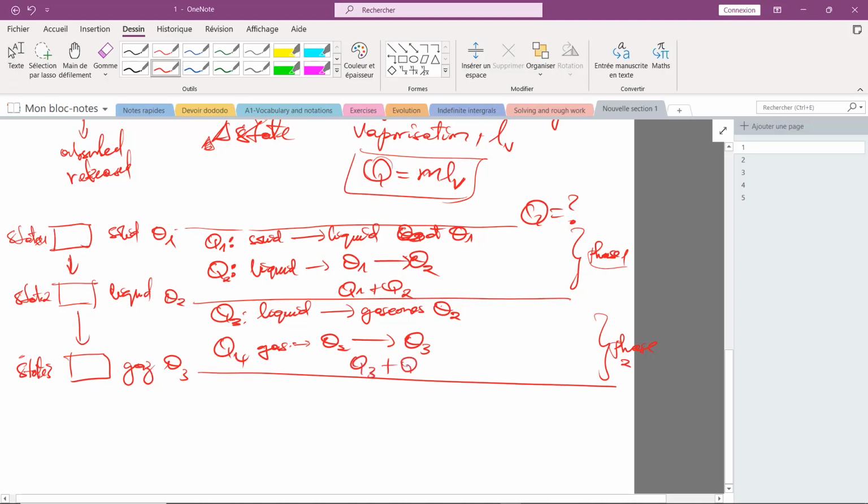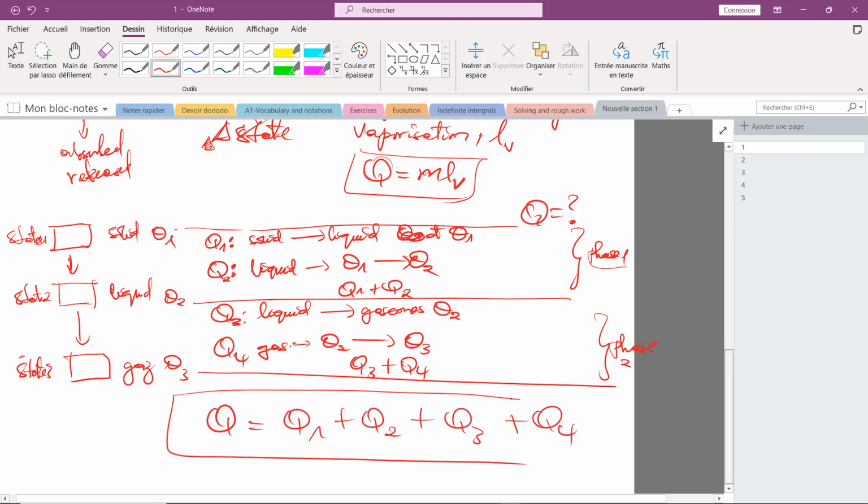So in phase 2, the total energy required is what? Q3 plus Q4. Now, they are asking you what is the total energy required to convert this substance from state 1 at theta 1 to state 3 at theta 3. It's very simple. The total energy Q will be simply equal to what? Q1 plus Q2 plus Q3 plus Q4. That is simply what they are asking you to calculate.